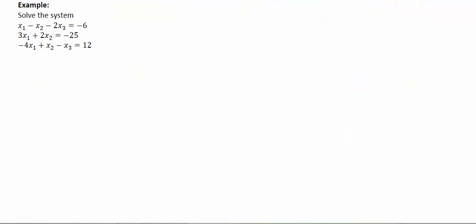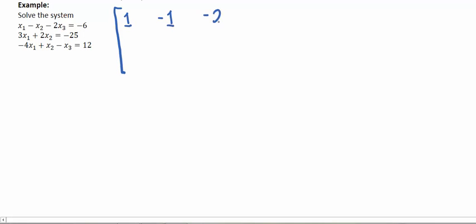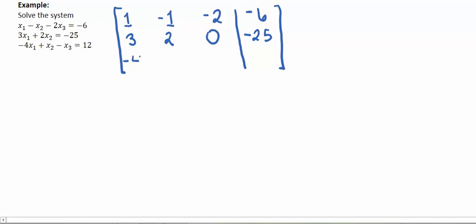Let's do one more example. So we'll start by putting this into the matrix form. I have 1x1 minus 1x2 minus 2x3 is equal to minus 6. 3x1 plus 2x2, since there's no x3 term, that becomes a 0, and then minus 25. The last one, negative 4x1 plus 1x2 minus 1x3 is equal to 12.